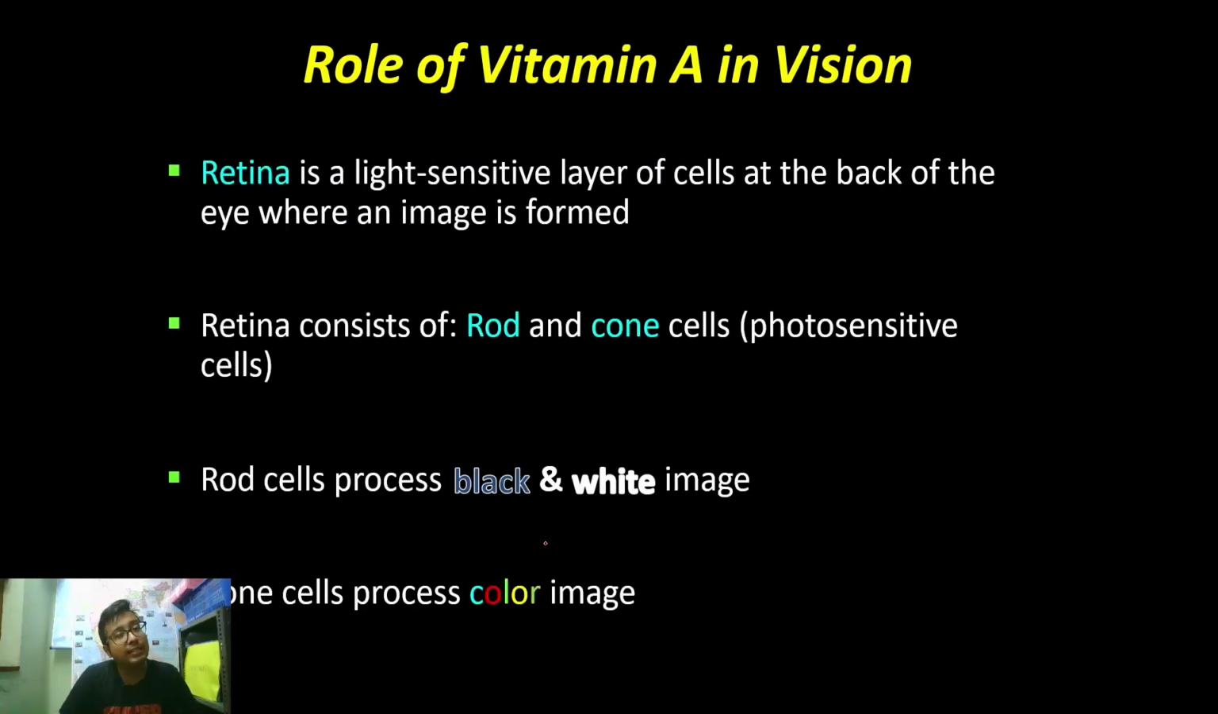So what is the light sensitive layer? Definitely it's the retina. Retina is not located at the front; it is located at the back of the eye, where a reverse image is formed. Actually a mirror and reverse image is formed, and our brain reorients it to make it straight. The retina consists of both rod and cone cells. Cone cells are responsible for color vision and rod cells for black and white images. Also, rod cells are responsible for low light vision and cone cells for bright light vision.